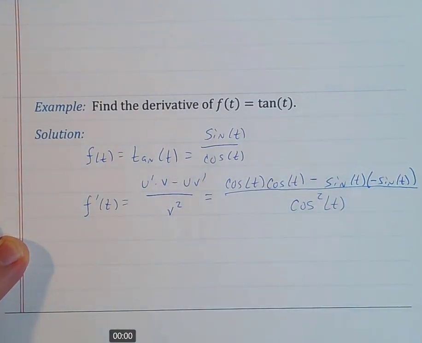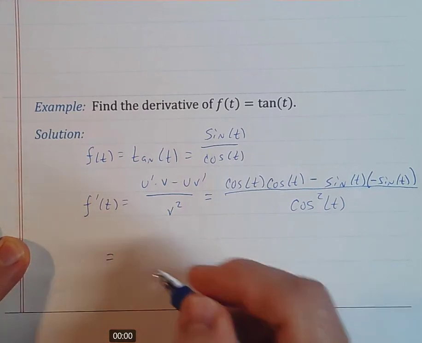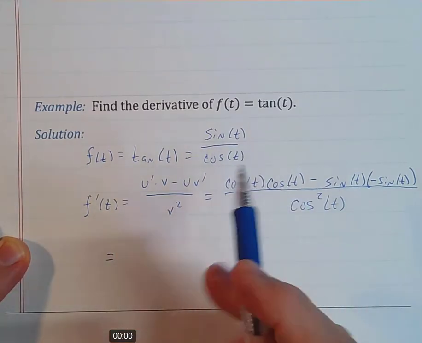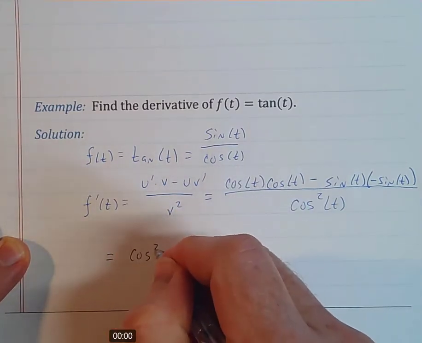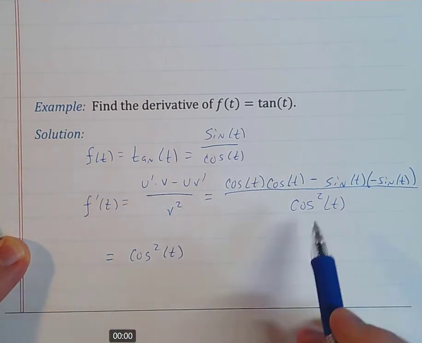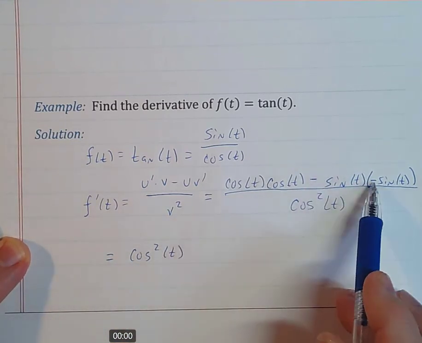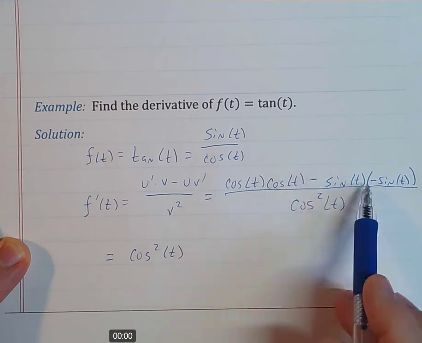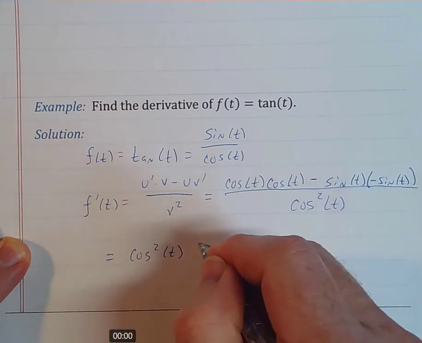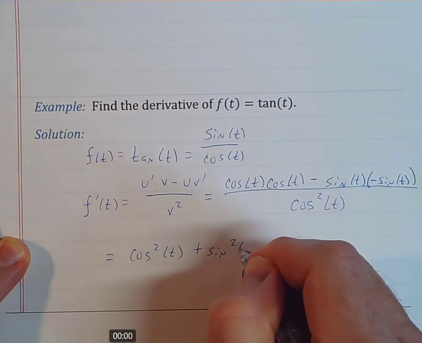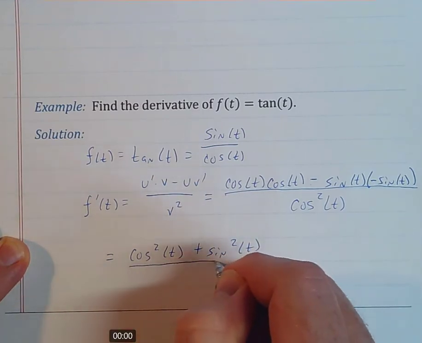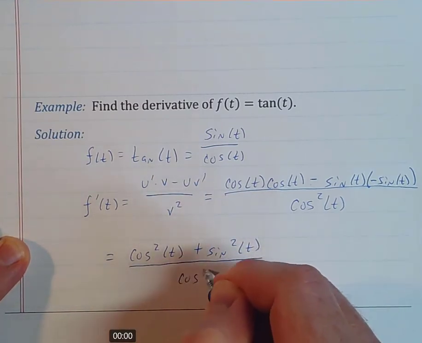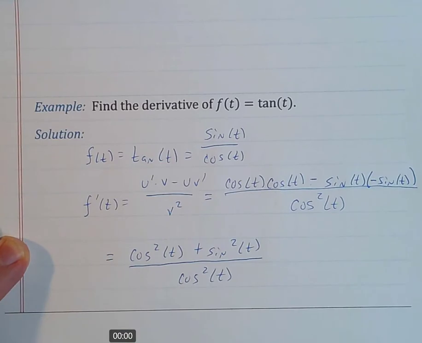All right. Let's just clean this up a little bit. Let's see, I got cosine times cosine. So that's going to give me cosine squared t up here. I've got a negative and a negative. So when I do all the multiplication here, those are going to become a positive. So that's plus sine squared t. All that goes over cosine squared t.